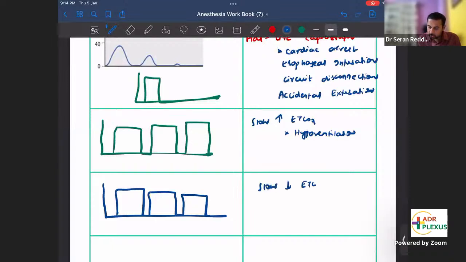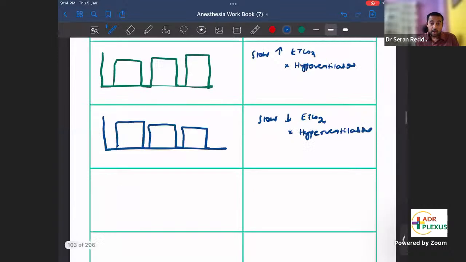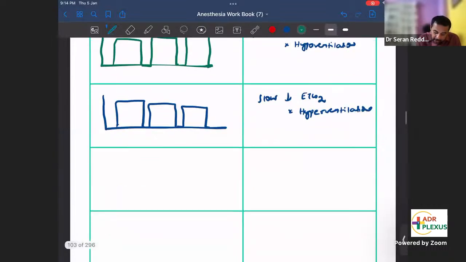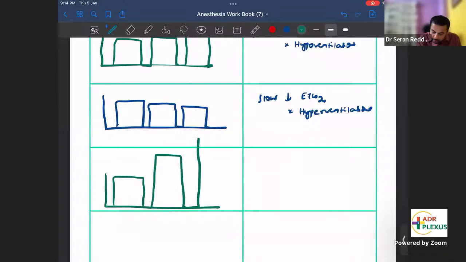Slow decrease in EtCO2 is seen in conditions of hyperventilation. Similarly, exactly opposite: if you see a rapid increase, normal EtCO2 will be 35 to 45, and suddenly it keeps increasing like this. When you see a rapid increase in EtCO2, it is very important, it is seen in malignant hyperthermia.